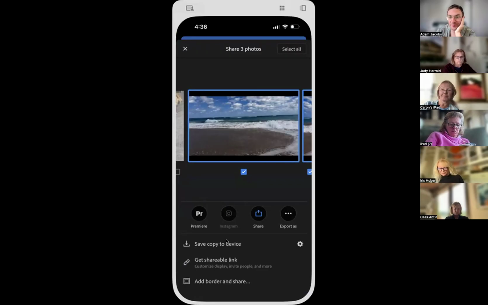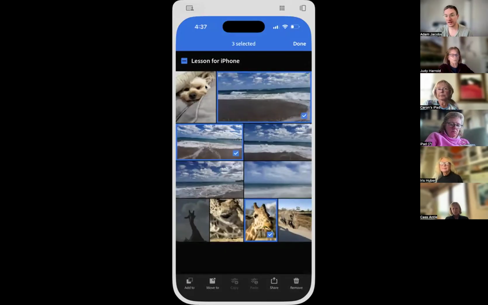Everyone got that? And then from there, we could transfer them to our computer. They automatically go to your computer. You don't even have to transfer. But Judy, have you got Lightroom on your computer? No, I don't. That was another question for today. So for those of you who already have Lightroom on your computer, they transfer automatically.